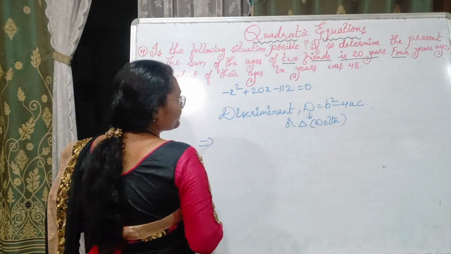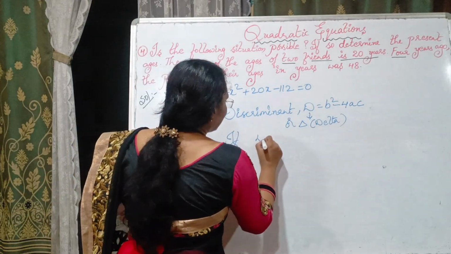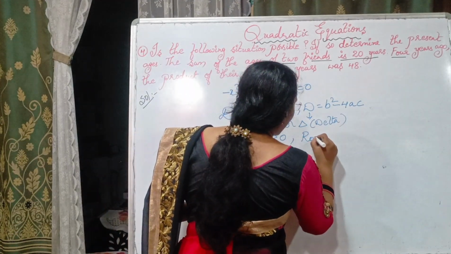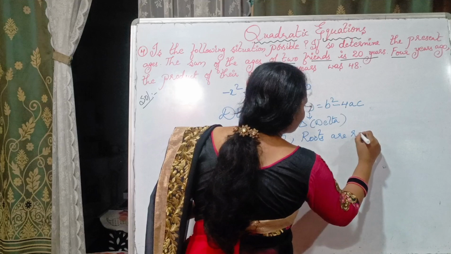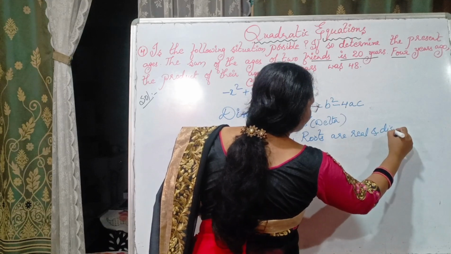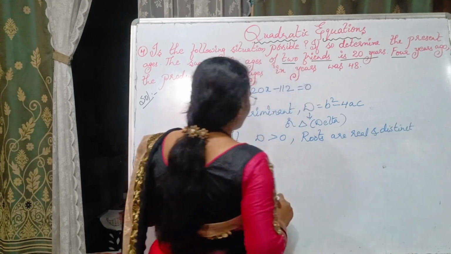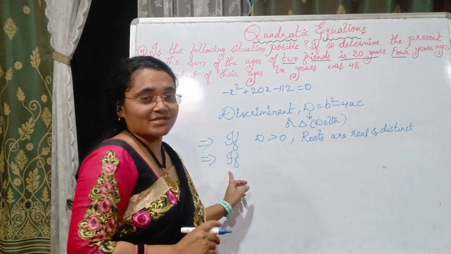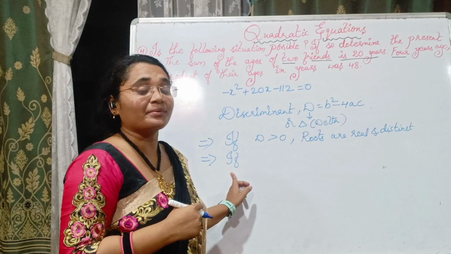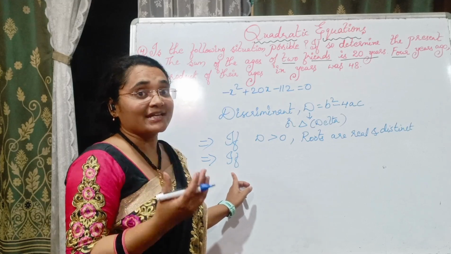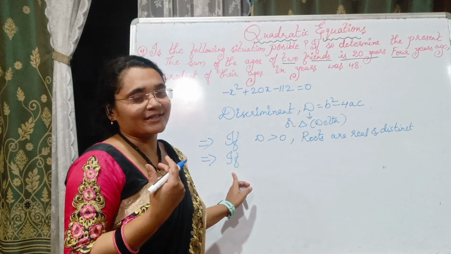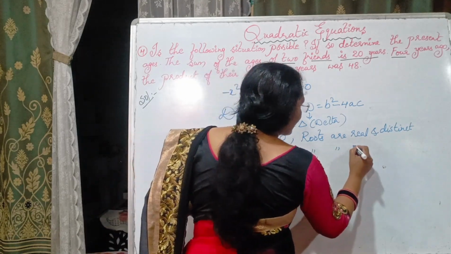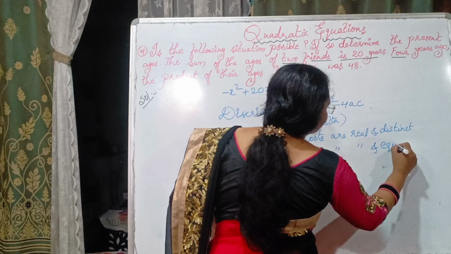The first condition: if D is greater than 0, then the roots are real and distinct. The second condition is very important for the MCQs and competency based questions, whenever you are attempting the CBSE final board exam. If D is equal to 0, the roots are real and equal.